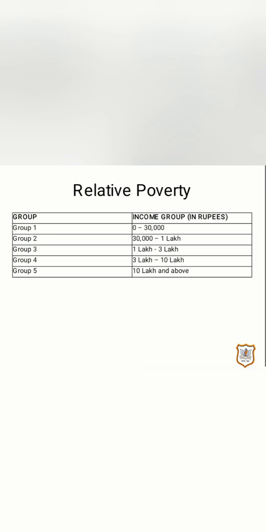Generally, to measure relative poverty or income inequality, formation of income groups, the Lorenz curve and Gini coefficient are useful.